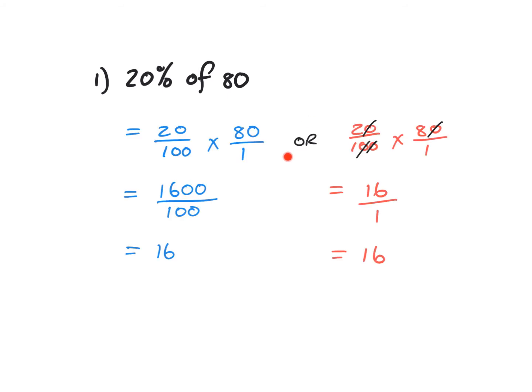Alright, well I've actually worked it out two different ways. First way and the second way. Pretty much the first way I haven't simplified at all. I've just multiplied 20 by 80, which gives me 1600, and 100 by 1 to give me 100, and then I've simplified that fraction down to give me 16. Or I've actually done some in-fraction simplification to end up with 16 over 1, and that obviously is simplified down to the whole number 16. And it doesn't matter which way you got it, and if you got both of them, fantastic, well done.